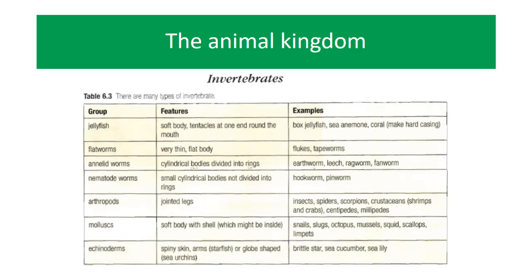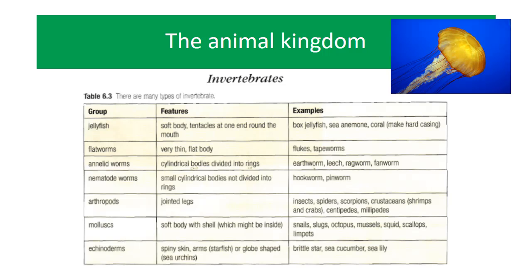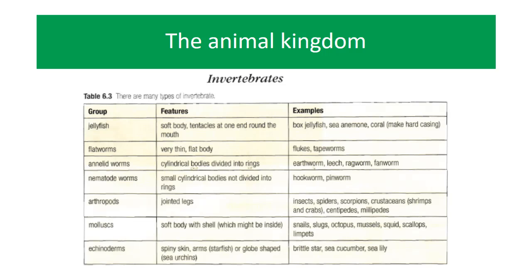The first group of the invertebrates are jellyfish. You know them from videos, maybe from cartoons like SpongeBob, and they have a soft body. They have some tentacles around their mouths, and there are many examples of jellyfish like box jellyfish, sea anemone, and so on.